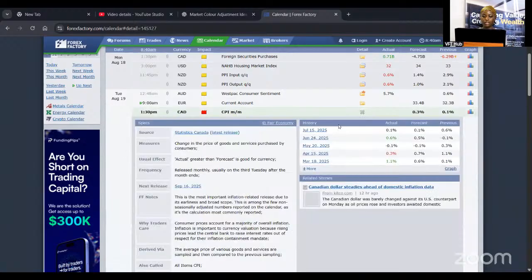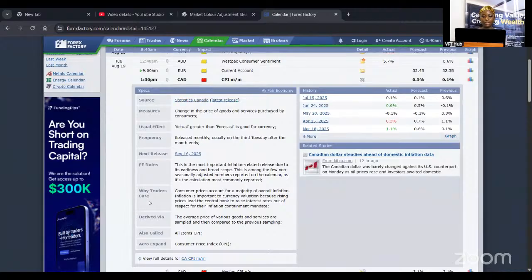So simply click on this and you see why it is important to traders. Why is the CAD CPI important to traders? One, consumer prices account for a majority of overall inflation, and inflation is important to currency valuation because rising prices lead the central bank to raise interest rates. And what happens when we have increased interest rates? It attracts more investors, right? So if more investors are coming into an economy, then you should see more growth. And that is why the usual effect is that actual greater than forecast is good for the currency.